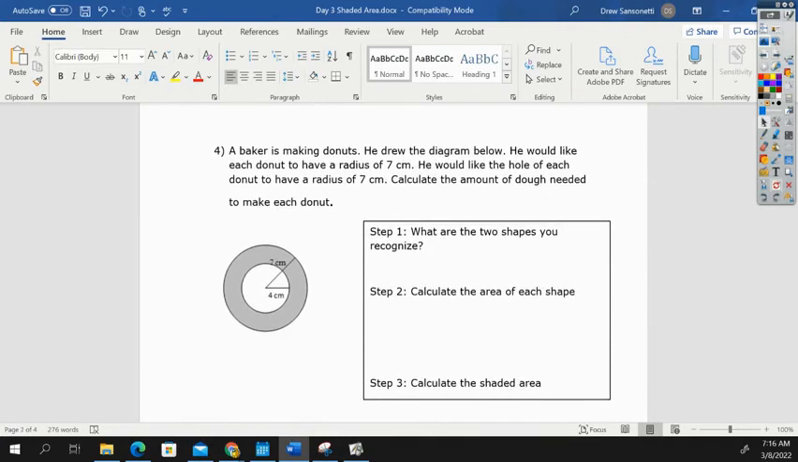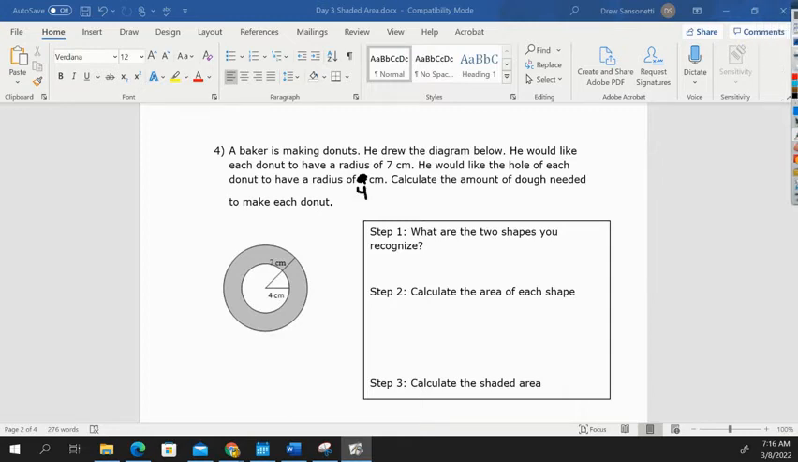So this one gives us a little word problem. It says a baker is making donuts. He drew the diagram below. So here you can see his diagram right here, his little donut. Each donut will have a radius of 7 centimeters, and he would like the hole of each donut to have a radius. Oh, it looks like there's a mistake here. Change that out. We're going to say 4 centimeters. Calculate the amount of dough needed to make each donut.